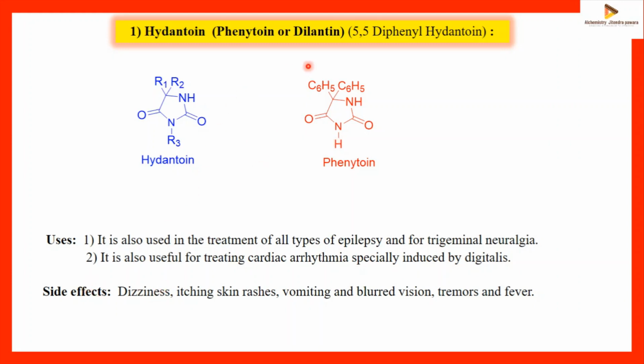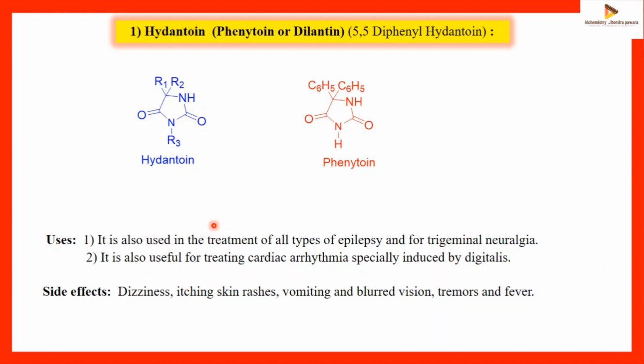The side effects of this Phenytoin are that it causes dizziness, चक्कर येणे, it causes itching, खाज सुटणे, and skin rashes, स्किनवर पुरळ वगैरे येतात. Then vomiting and blurred vision, उलट्या आणि अस्पष्ट दिसायला लागतं. And tremors, हात पाय कापतात, and fever, म्हणजे ताप. So these are the side effects of Phenytoin: dizziness, itching, skin rashes, vomiting, blurred vision, tremors and fever. This is all about Phenytoin, and under this class the example is Phenytoin or Dilantin. So this is all about the first class.